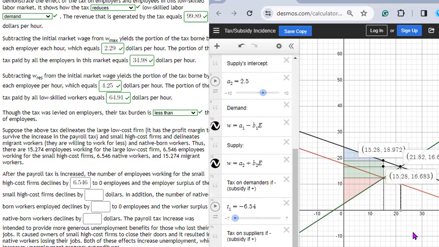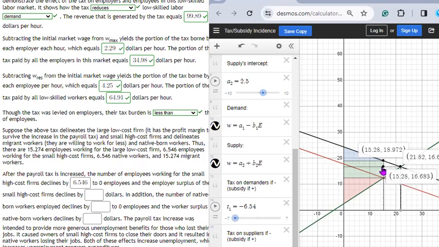It represents the small high-cost firms' original firm surplus in this labor market. But it also represents the loss in their firm surplus that results from the payroll tax being imposed in this labor market. They don't survive, right? So this represents the loss post-tax, right? So we need to calculate that area, right?